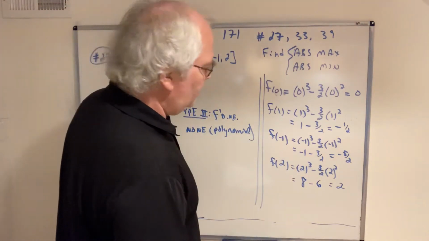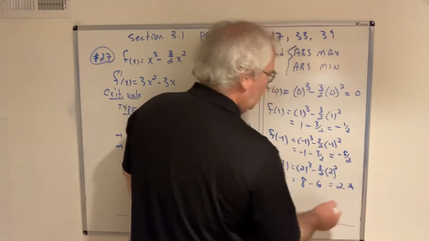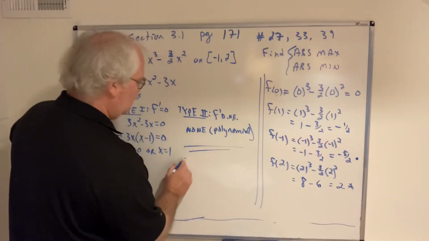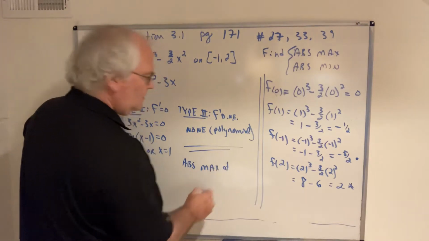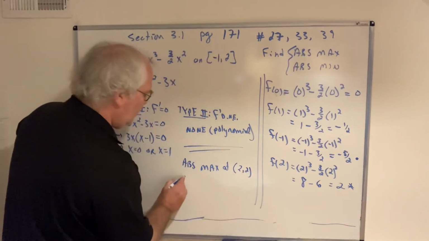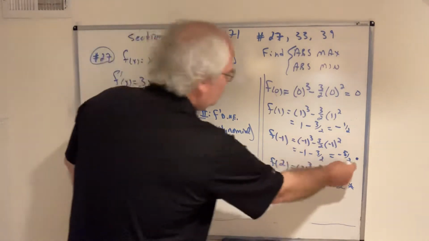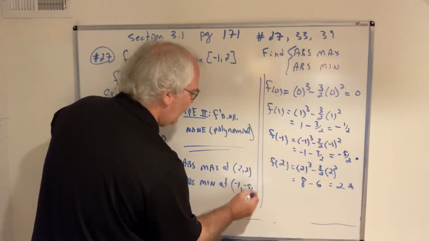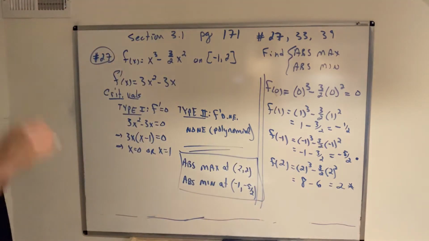So we pick the big one. The big one is 2, and the small one is -5 halves. So we would say our final result is the absolute max at, remember, list the ordered pair, (2, 2), and the absolute minimum at (-1, -5/2). And so that's my solution for number 27.